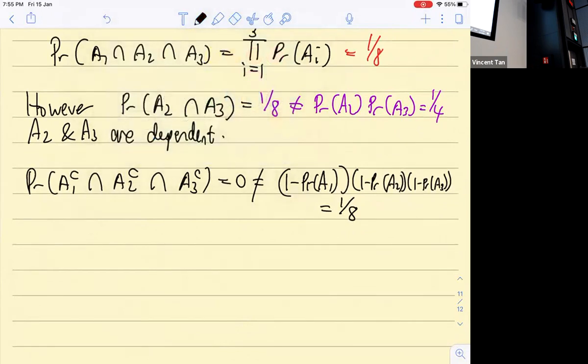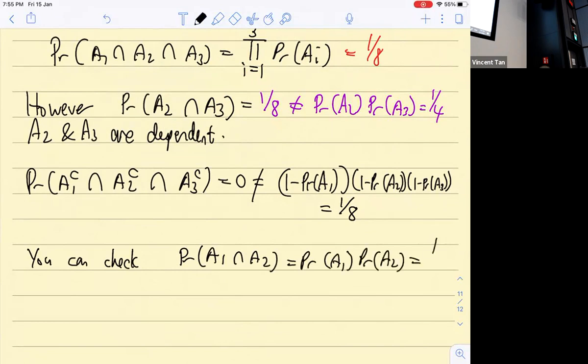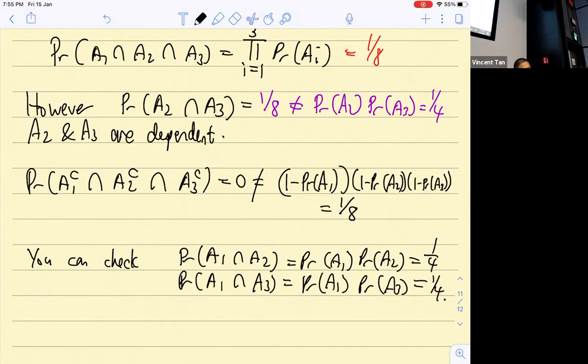Okay, but you can check that the others are fine. The other pairwise ones are fine. So these are pairwise independent in this sense. A1, A3. So there are some subtleties, okay? These are pairwise independent, but there's one pairwise independence that is violated, the purple one, and strangely, also the complements A1 complement, A2 complement, A3 complement are not triple-wise independent, okay?